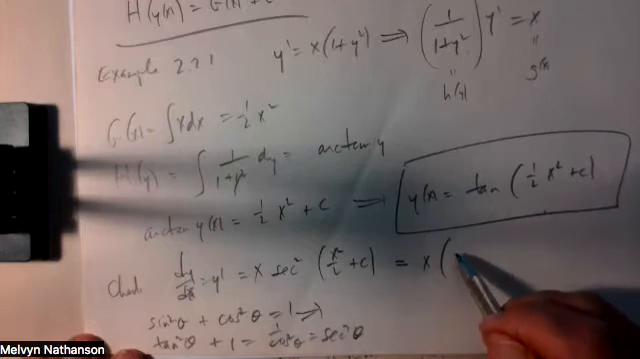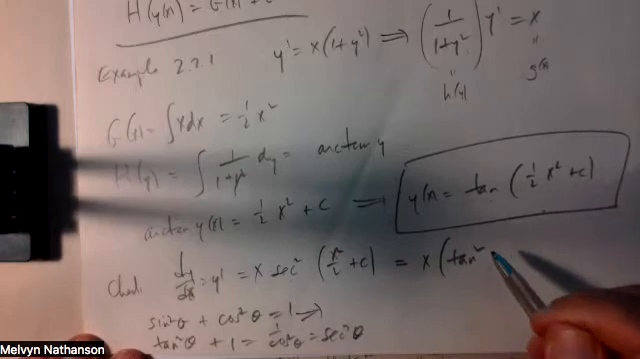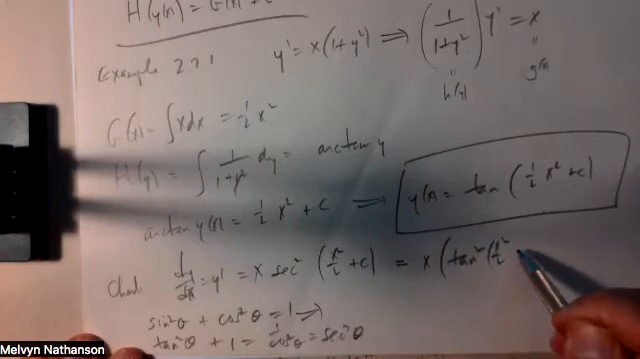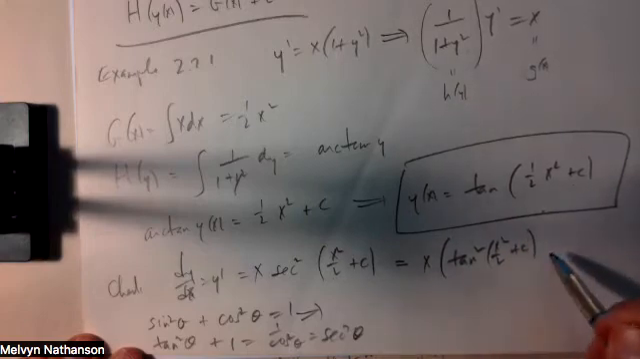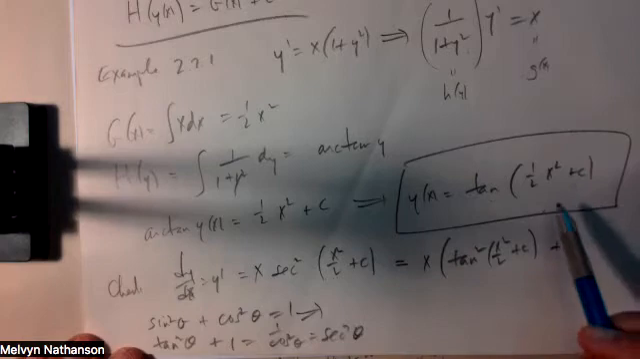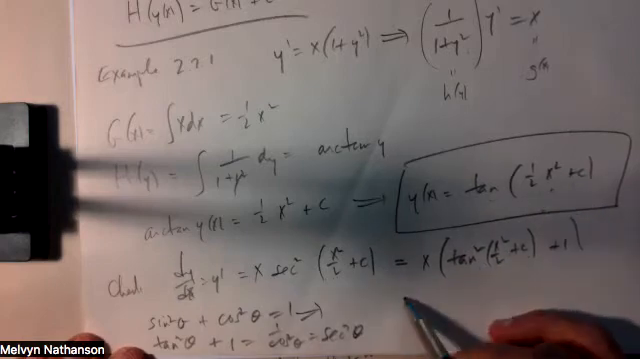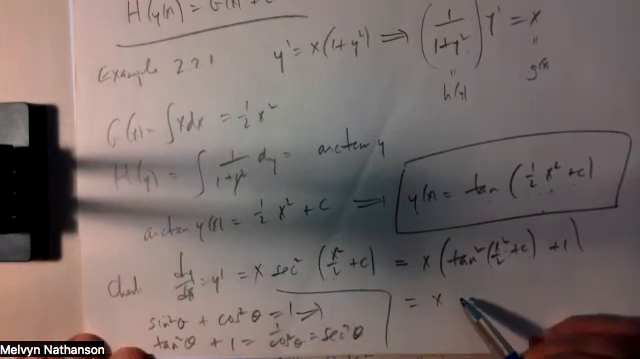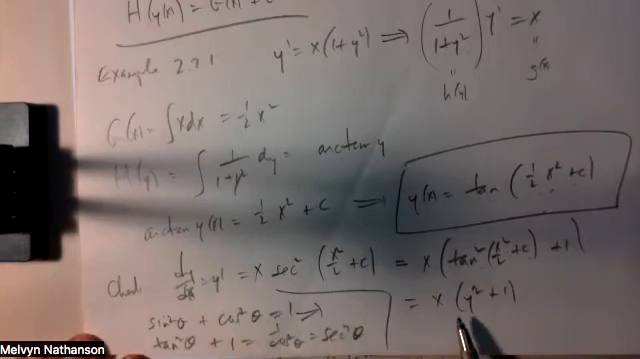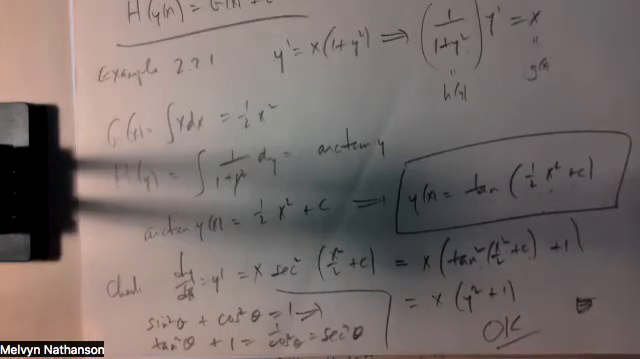So secant squared of x squared over 2 plus c, this is x times tangent squared of x squared over 2 plus c, plus 1. And this is y squared. This is x times y squared plus 1. So y prime equals x times y squared plus 1. And everything checks. So we're okay.